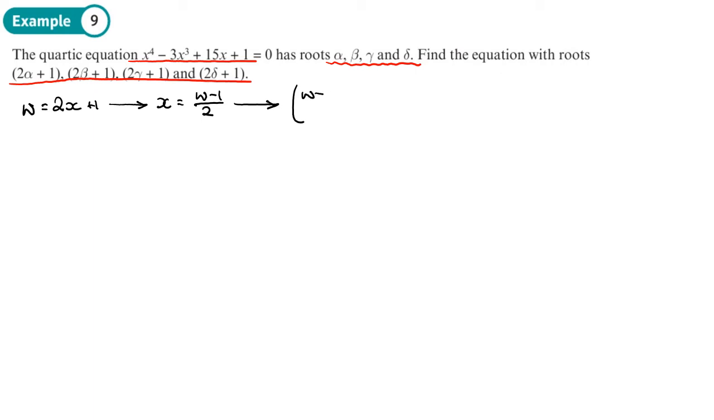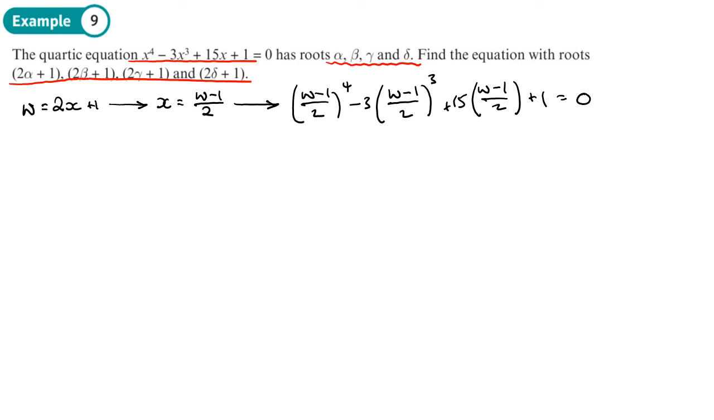So (w minus 1 over 2) to the power 4, minus 3 times (w minus 1 over 2) cubed, plus 15 times (w minus 1 over 2), plus 1. Right, so the rest is just expanding this out and simplifying it.